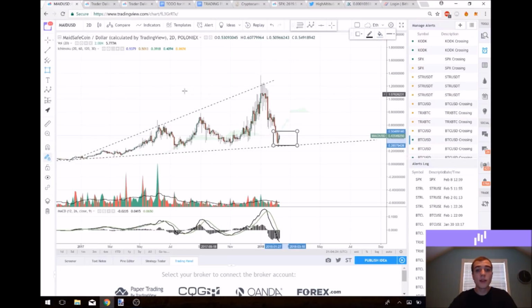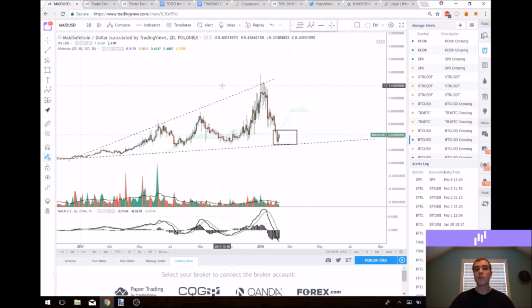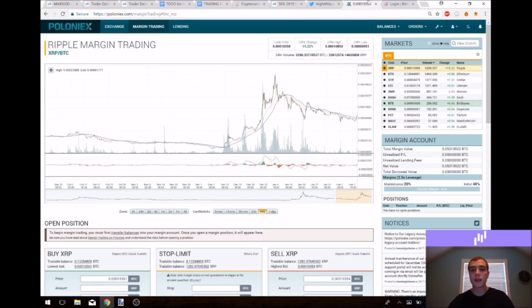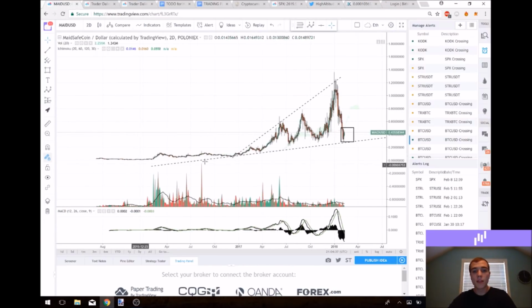As you know, I do the technical analysis side of things on TradingView with the dollar charts, and then I can buy and sell on the exchanges with the Bitcoin pairs. So I'm seeing a very strong trend line for MadeSafe. We also have an increase in volume again here.